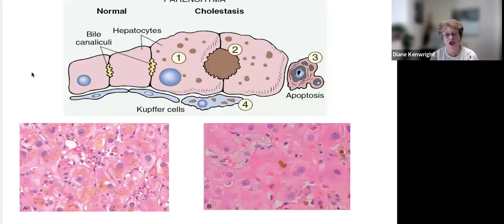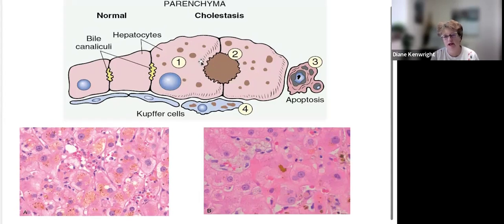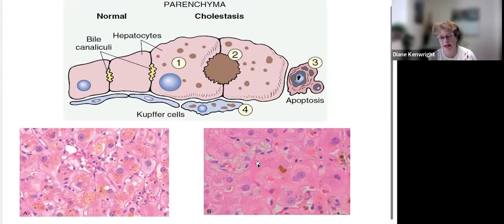Let's have a look at this picture. Right, so here we have the cells that are swelling, and so we accumulate fat, we block off the bile canaliculi, we accumulate bile in the cells, and the cells can die with apoptosis. This is what we're seeing here. So these cells are swelling. They've got bits of bile pigment in them. Here we've got big blobs of bile in the bile canaliculi.